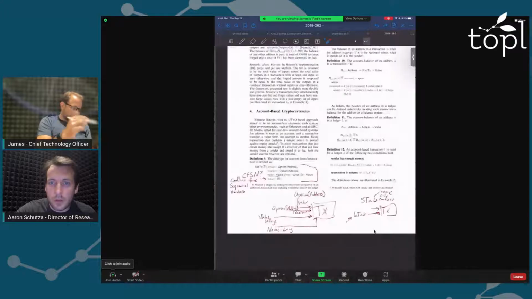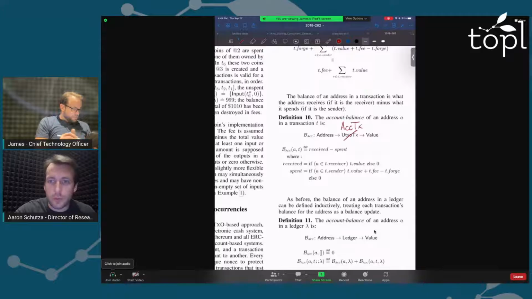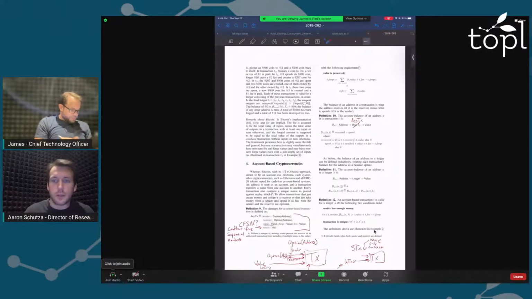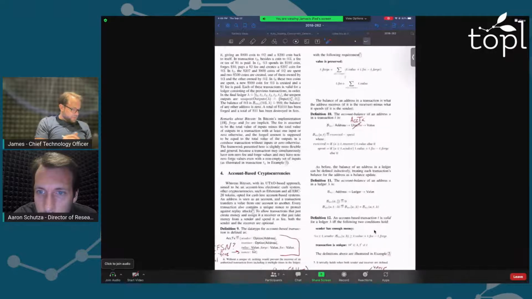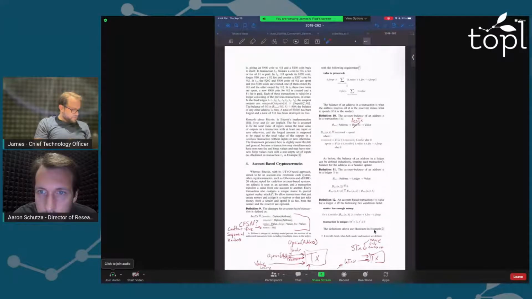So in the further definitions here, they give balances for the account-based transactions. In definition 10, we have a mapping from address to, I think that's supposed to be account-based transaction, and then value. The balance is simply the received minus the spent, which is as straightforward as can be with regards to keeping track of a balance in a ledger book. The actual received value is just the sum of, let's see, this notation is kind of confusing. So received: if A is the receiver address in the transaction T, then you take the value.